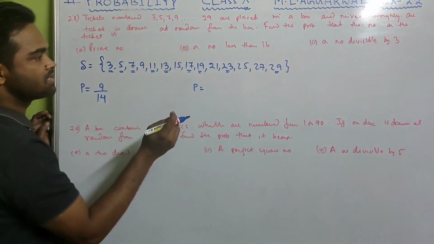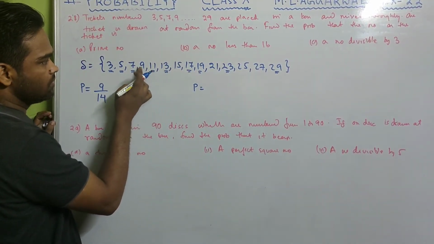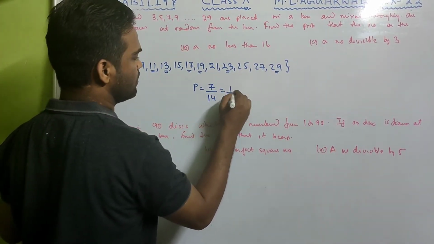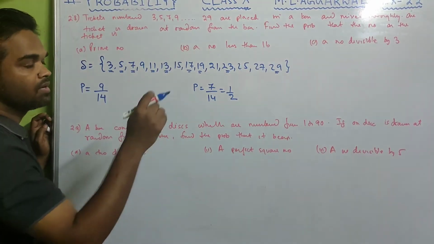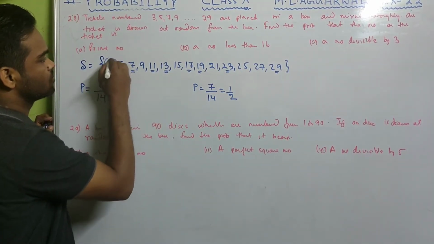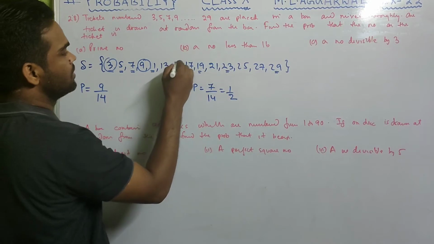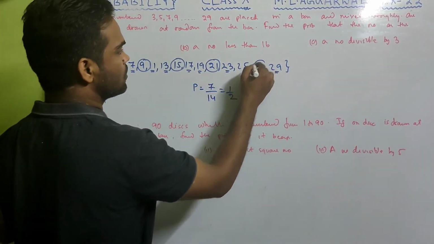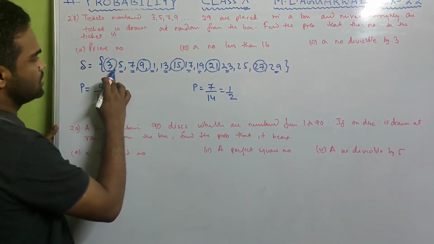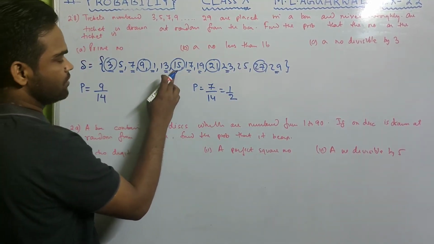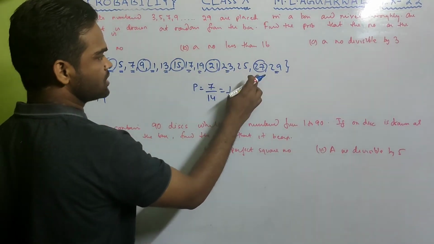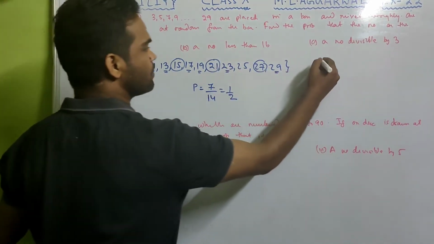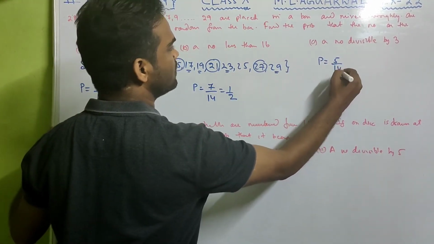Now part B. A number less than 16, which means 3, 5, 7, 9, 11, 13, 15. That is 7 by 14, that's 1 by 2. A number divisible by 3, that is 3, 9, 15, 21, 27. Have I left anything? Yeah, these are the numbers divisible by 3. That is 5 numbers. So probability will be 5 by 14. Done.